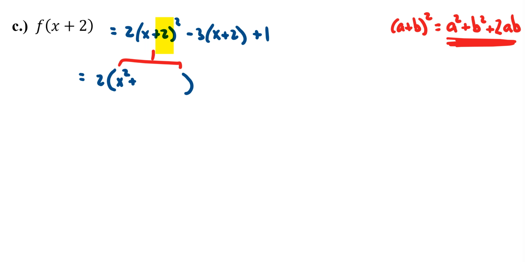2 squared is 4. And then the third term is the one that usually people tend to forget how to do. It's both of these multiplied together times 2. X times 2 times another 2 gives us 4x. So basically, I just use this shortcut over here: a squared plus b squared plus 2ab.